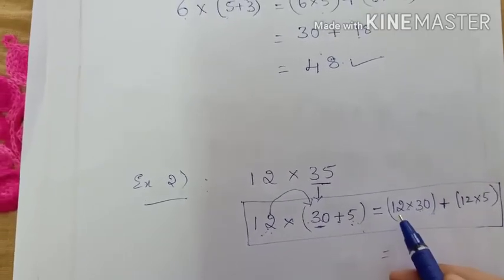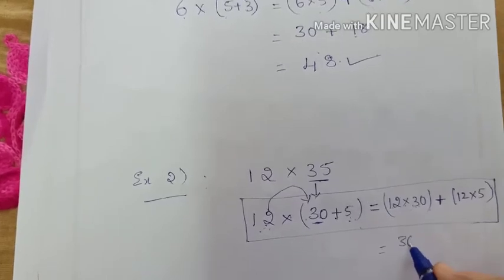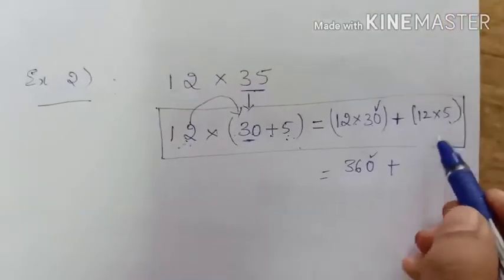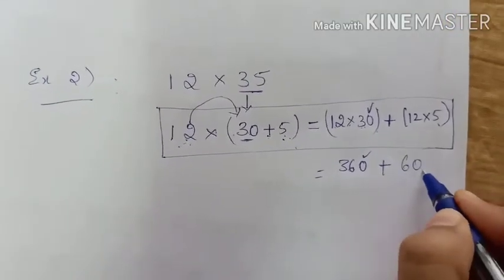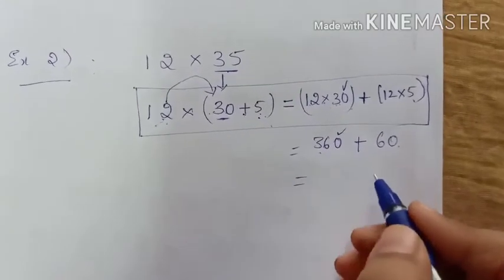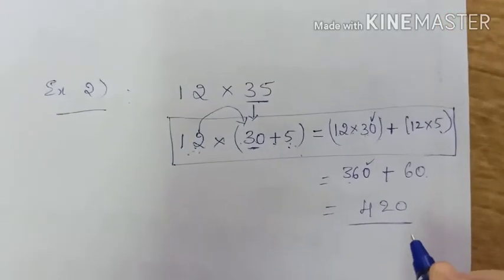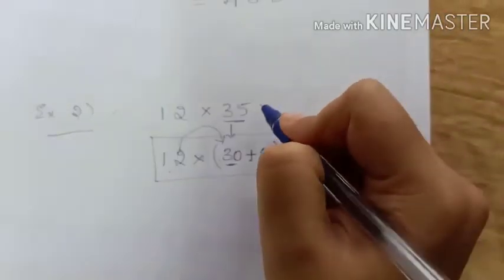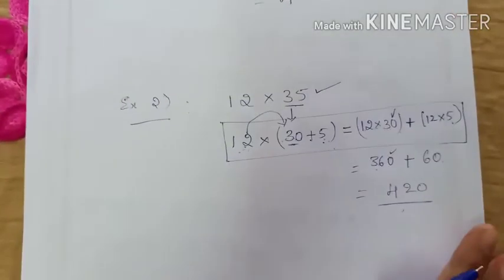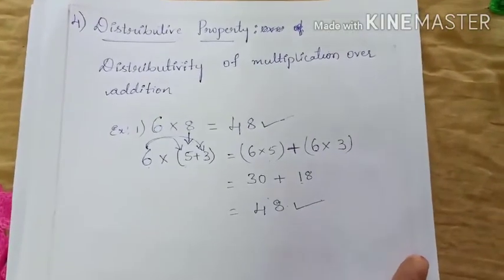So 12 3s are 36. So it becomes 360. Just 0 you should add, right? Then 12 5s are 60. Fine. Now you can add easily. 360 plus 60 is 420. It is easier to solve like this than solving 12 into 35. So this is the last property as per your syllabus, that is distributive property.